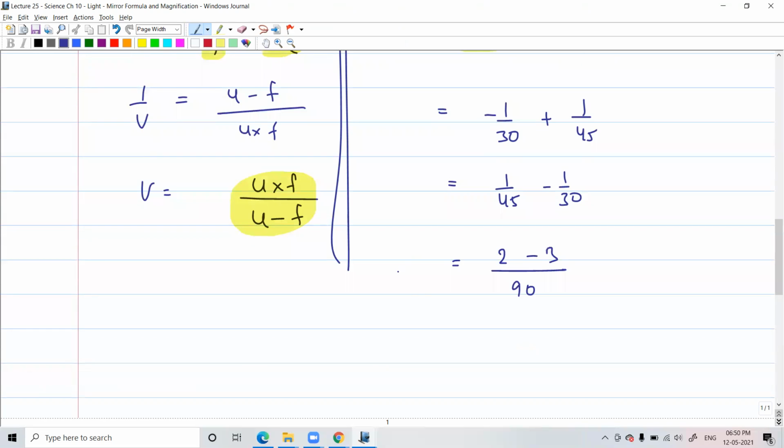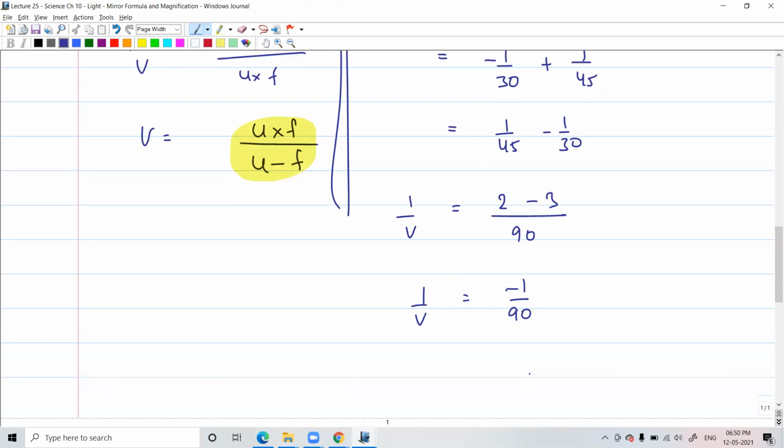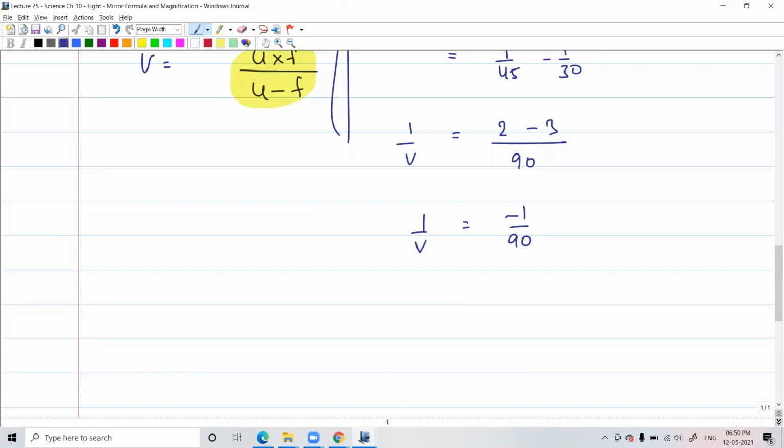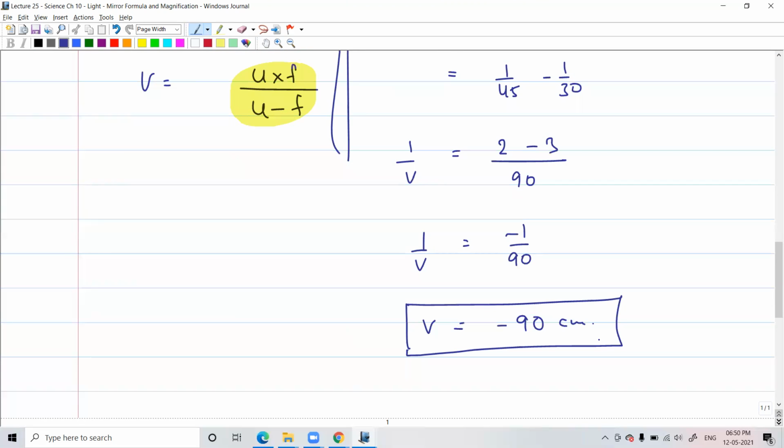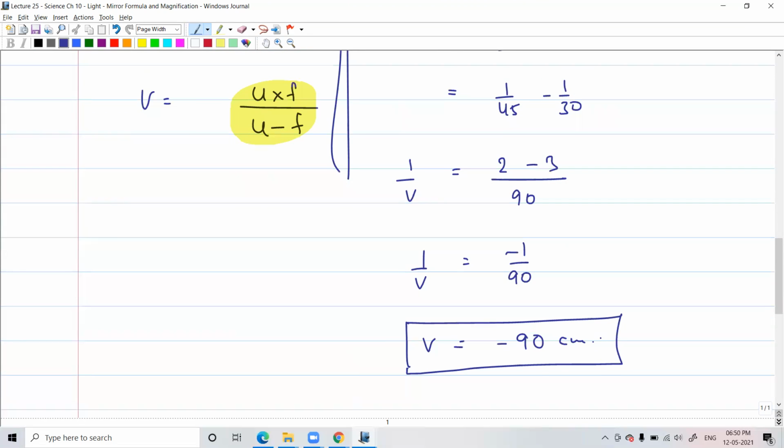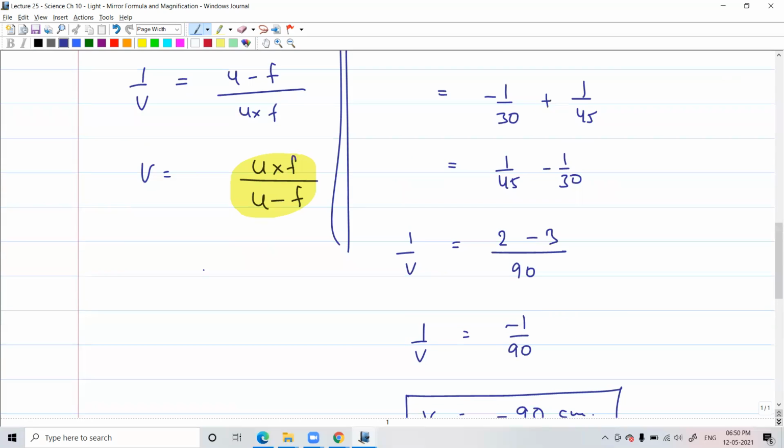Yes, so 1 by V, remember it is 1 by V, not V. 1 by V is minus 1 by 90. So what is the V value then? V will be minus 90, sir. Minus 90 centimeters. That means the image is formed 90 centimeters to the left of the mirror. You would have got the same thing by putting all the values over here.